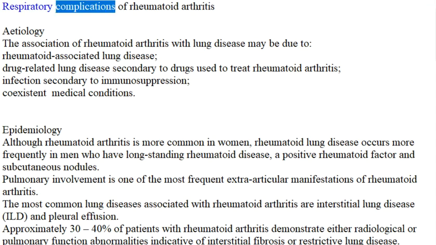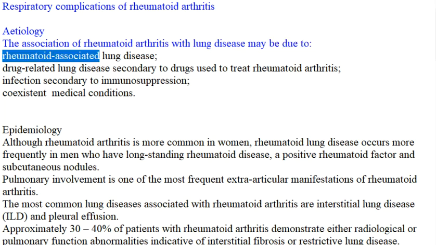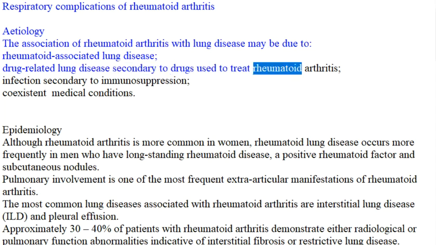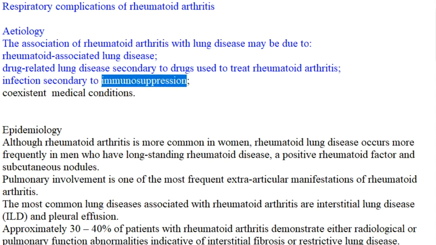Respiratory complications of rheumatoid arthritis. Etiology. The association of rheumatoid arthritis with lung disease may be due to rheumatoid-associated lung disease, drug-related lung disease secondary to drugs used to treat rheumatoid arthritis, infection secondary to immunosuppression, coexistent medical conditions.